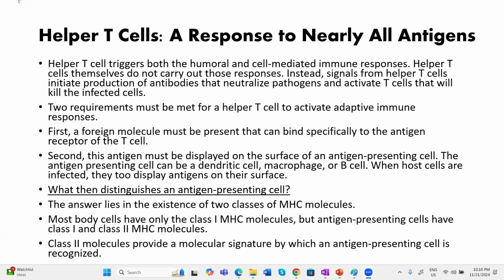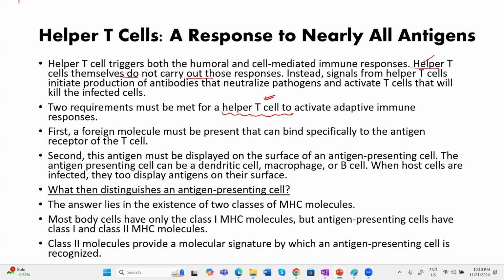So first of all, we have to activate the T helper cells, because T helper cells themselves do not carry out the response, just like humoral or cell mediated. They have to be activated first, and then these T helper cells will activate either B cell or cytotoxic cell. Now, what are the two important things to activate the T helper cell?